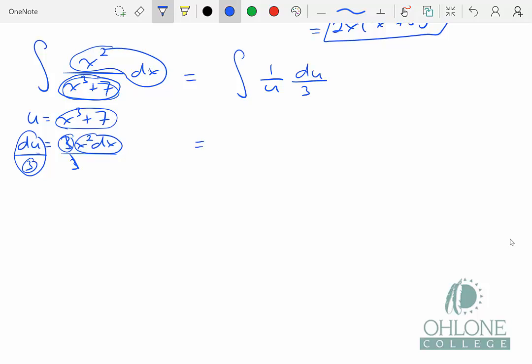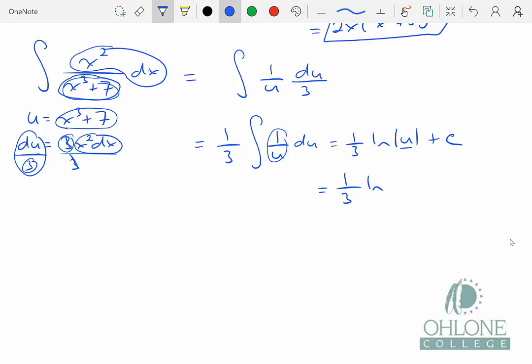I could rewrite that integral with the 1/3 out in front. I would have the integral of 1 over u du. So I get 1/3 the natural log of the absolute value of u plus c. And then since u is equal to x cubed plus 7, this will be 1/3 the natural log of the absolute value of x cubed plus 7 plus c.